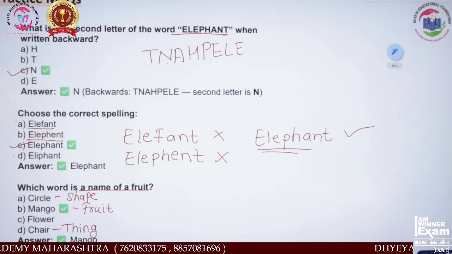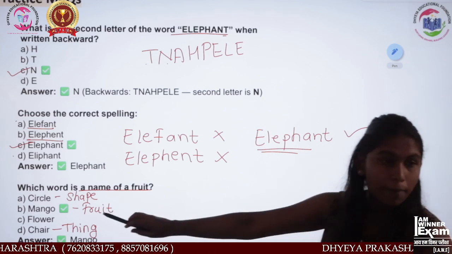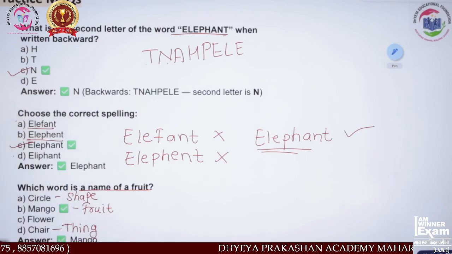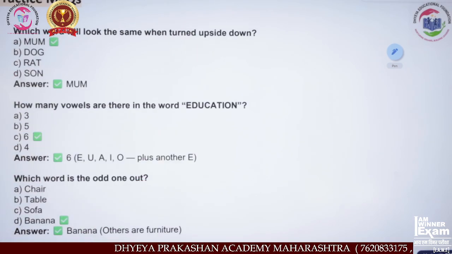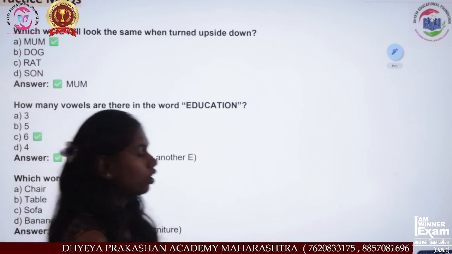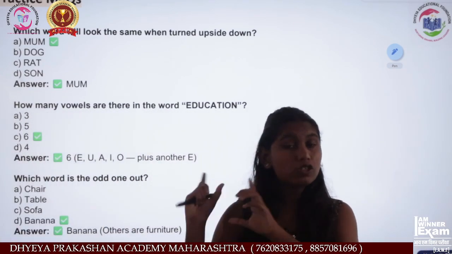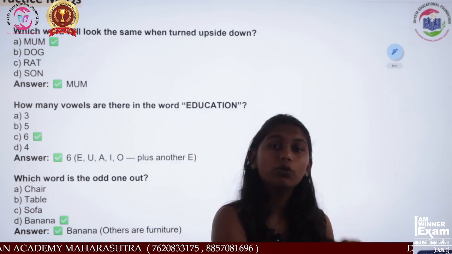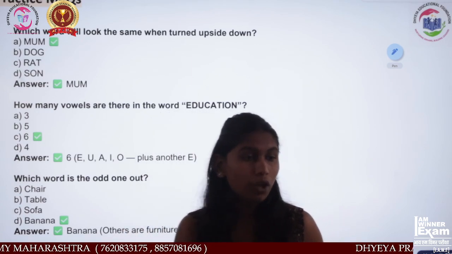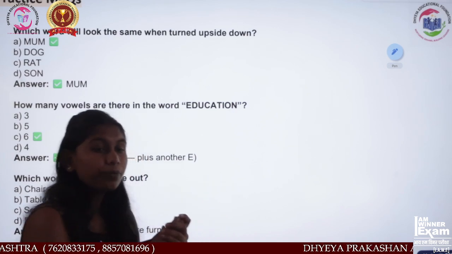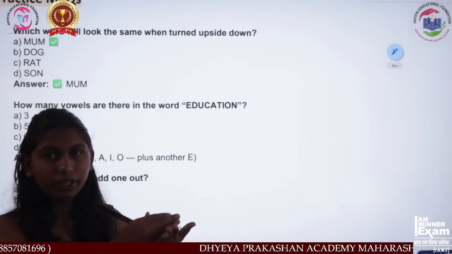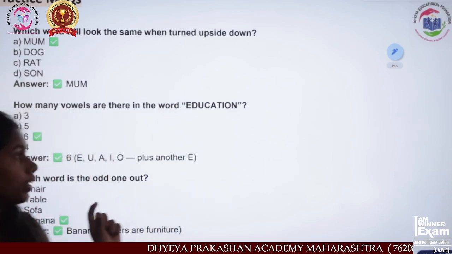Chair is a thing. So which is the name of the fruit? That is mango. So mango is the name of a fruit. So the correct option will be B, that is mango. Then next, now what we are doing while solving the MCQ, we are reading the question. Whatever the question is asking us to do, then we are comparing it to the answer, or we are solving it and then we are having a correct answer.